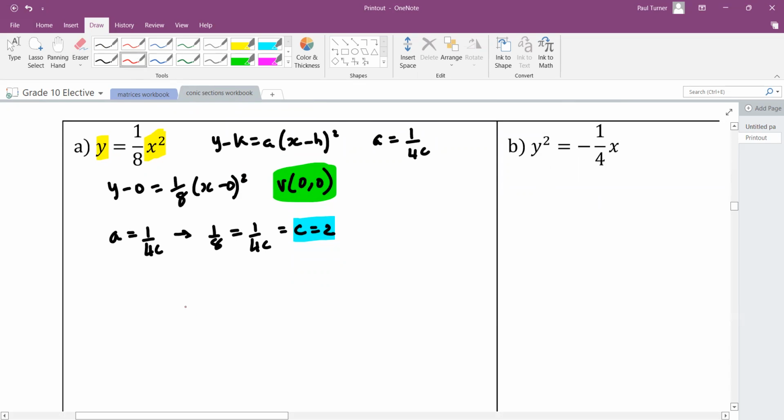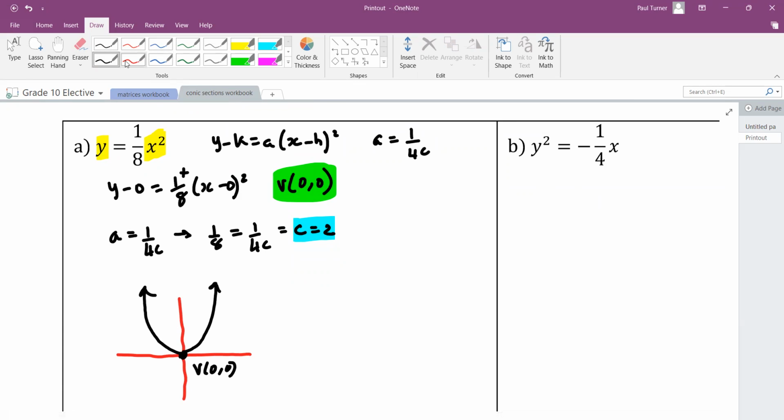So let's just draw a bit of a graph. We've got a graph with vertex 0, 0, so that's here. This is your vertex 0, 0. And I know my graph is a y graph, so the y graph will go upwards, and a here is a positive number. So our graph will be opening upwards in this direction based on that general form. And I know my general shape now, and I know that c is 2.